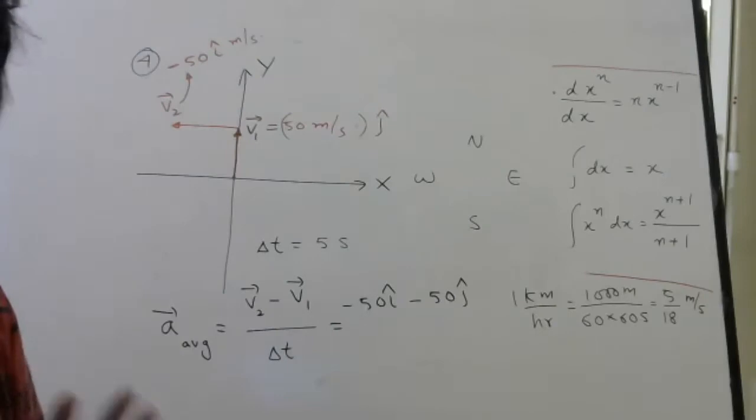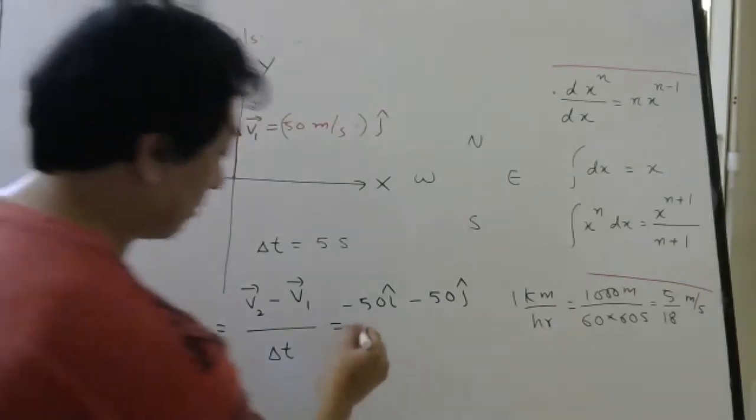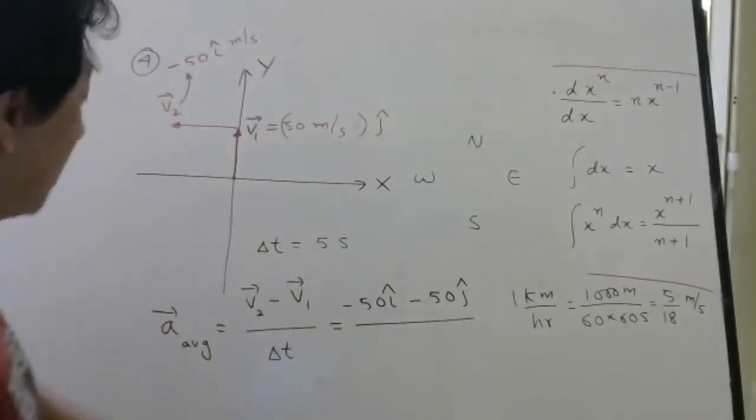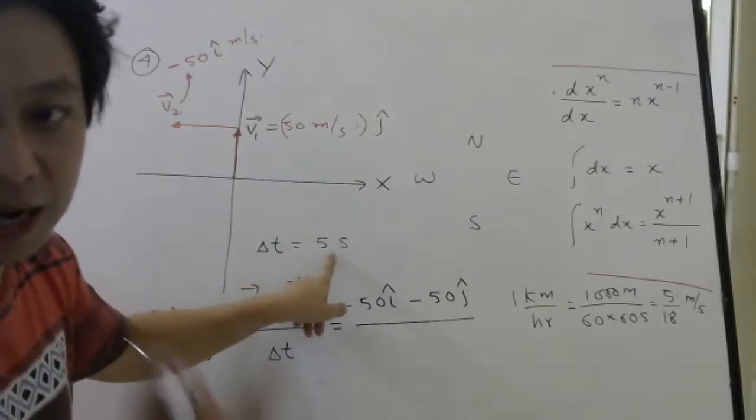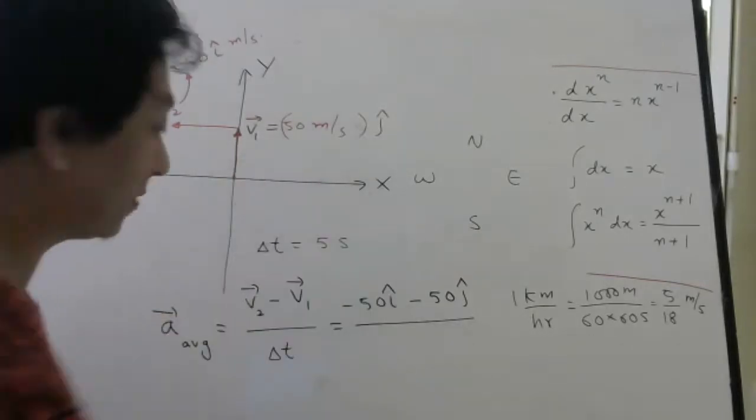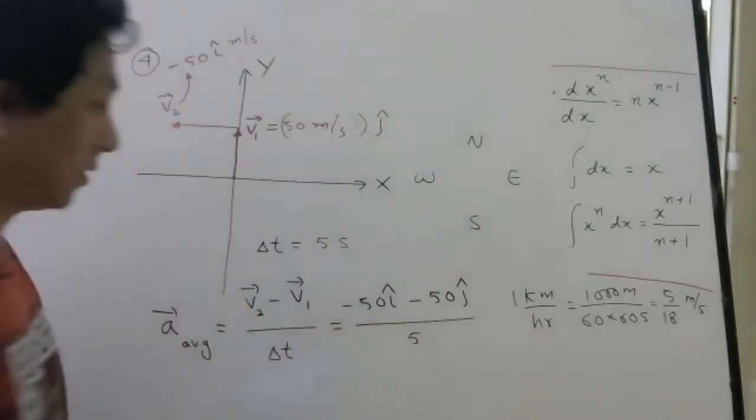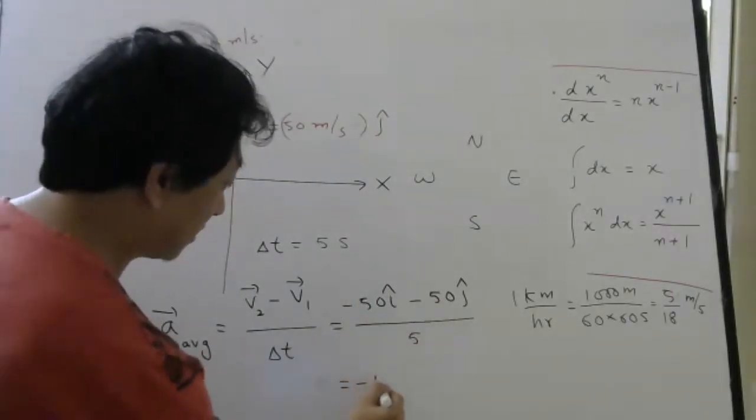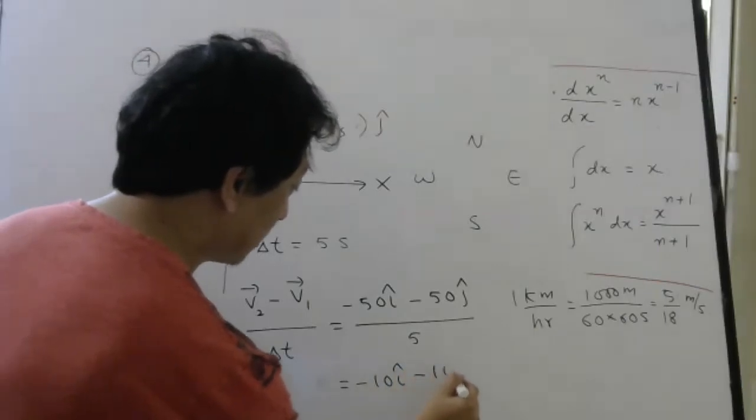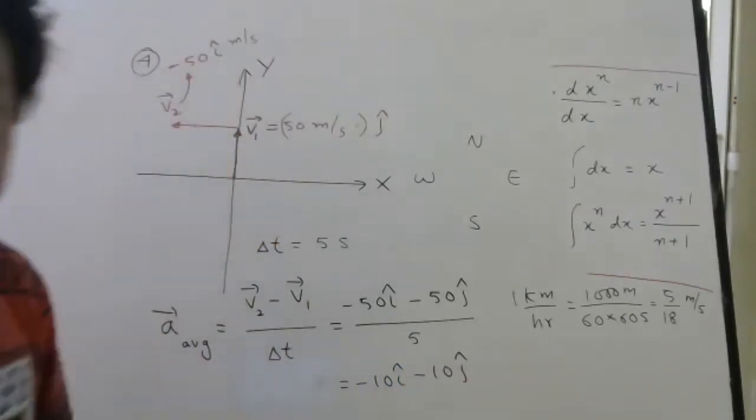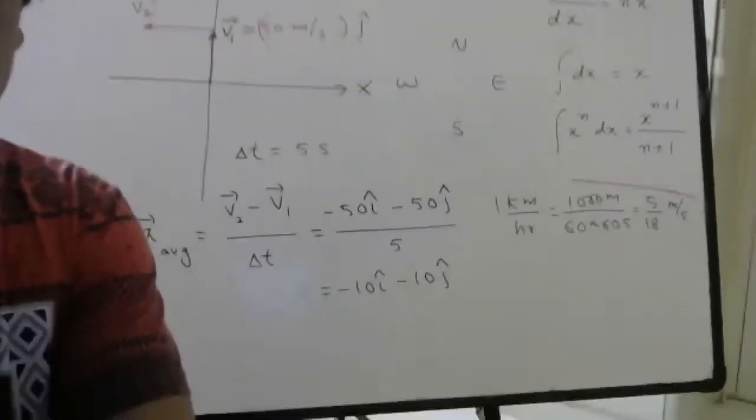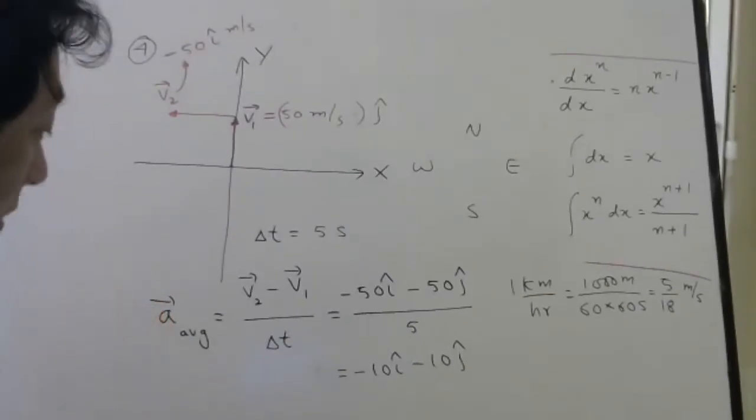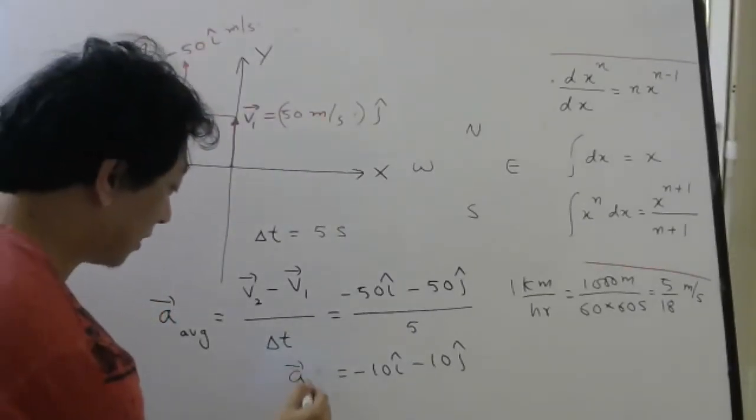While substituting, don't put units. It will become complicated. Time taken, how much they told? Directly they have given time taken, 5 seconds. So you can write this divided by 5 for both the terms. So minus 10 I cap minus 10 J cap. Correct or not? So this is your average acceleration.